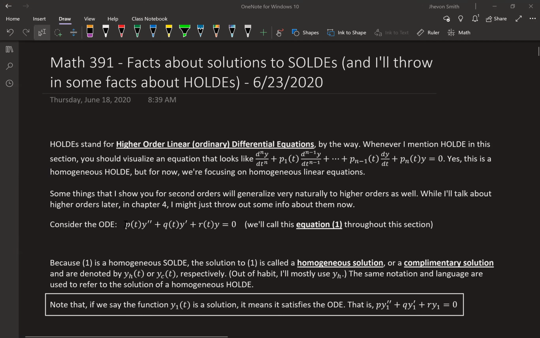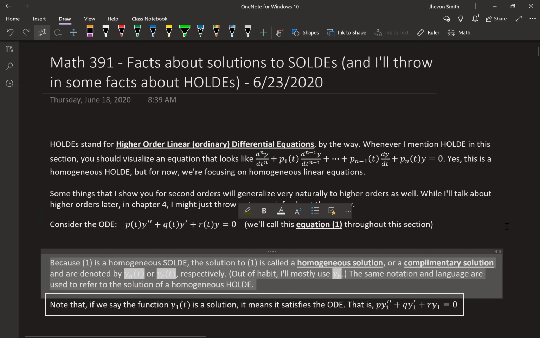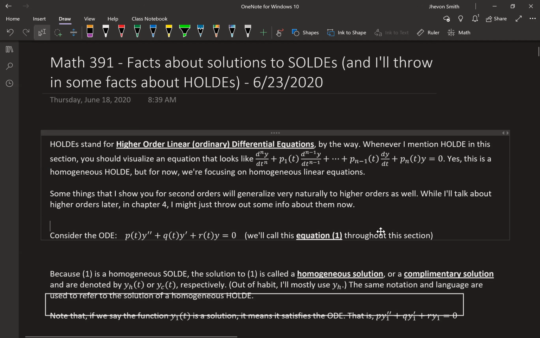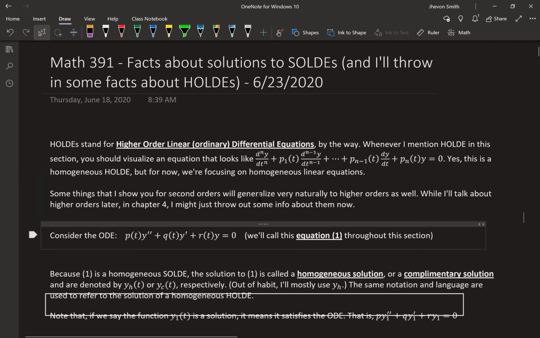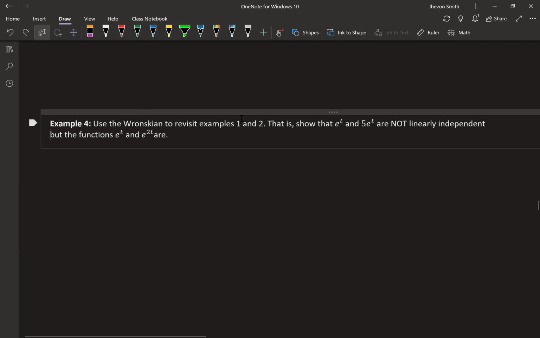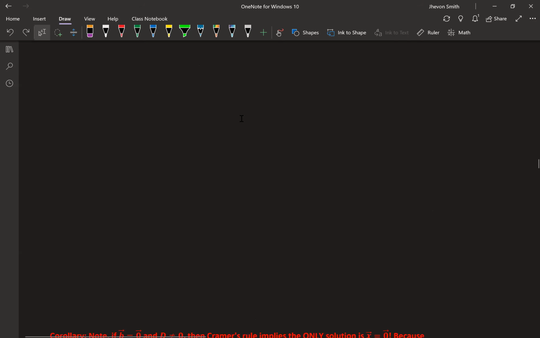So we really want to focus on the second order guys. However, I'm going to talk about the nth order guys. I'll talk about some things that work in general for the nth order guys, and then I will actually tell you what this means for the second order guys as well. So that when we get to chapter 4, we can get through the theory a lot easier.